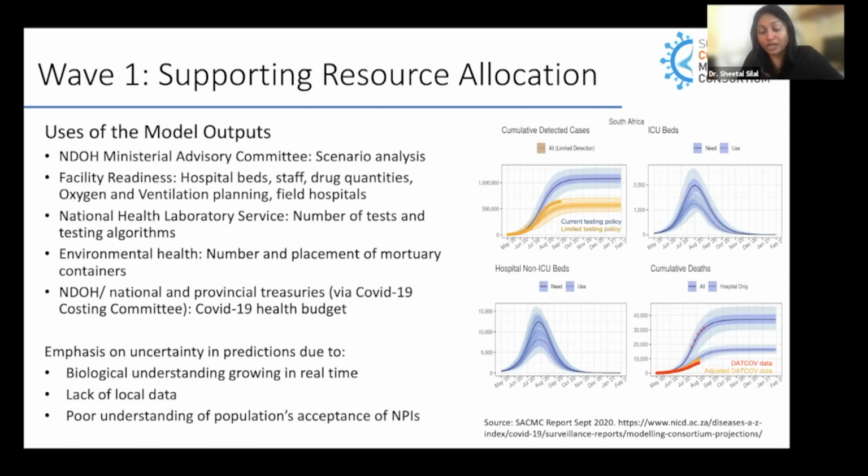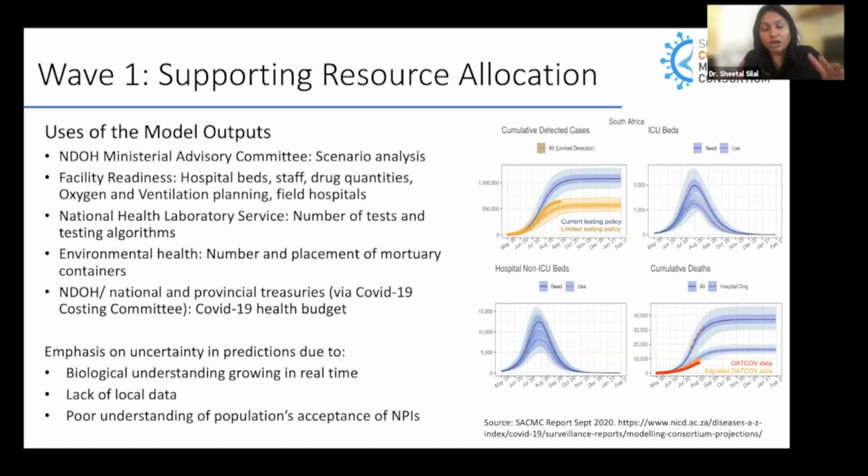These projections were primarily used to plan: should we be having restrictions or not? Should we be moving or relaxing restriction levels? Should we be developing or opening up field hospitals? What quantities of drugs are to be planned for in hospitals versus clinics? Do we have adequate staff in hospitals, or do we need to allocate more staff? Will we have enough ventilation and oxygen in critical care, for example? We also extended beyond the health system itself, and we are still supporting those planning the number and placement of burial sites and mortuary containers, and supporting the COVID-19 health budgets.